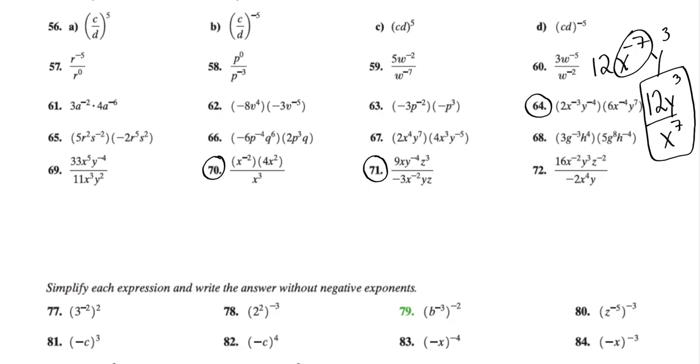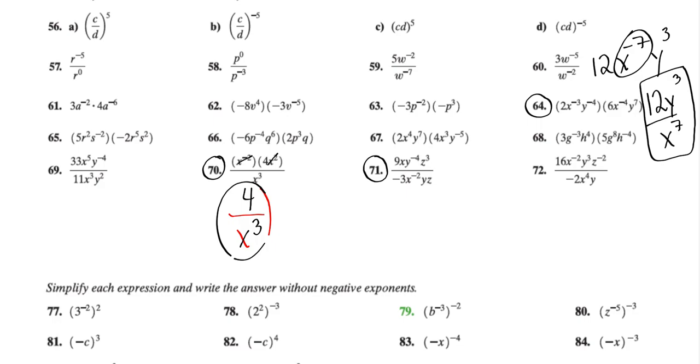Okay? For number 70, we combine on top, and then we'll look to move things up and down if we need to. So I have this x to the negative 2 and x to the positive 2. If I add those together, that gives me x to the 0. So the x's just cancel themselves out in the numerator. And we have 4 over x to the third.